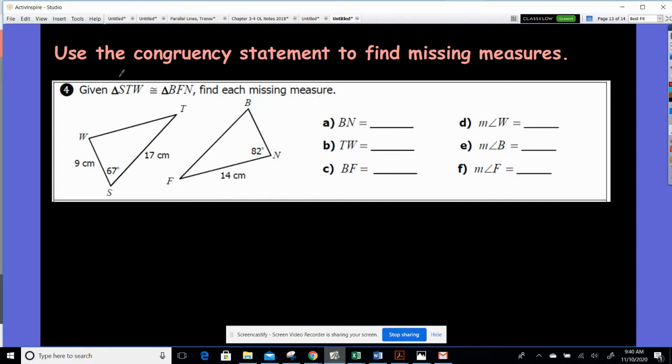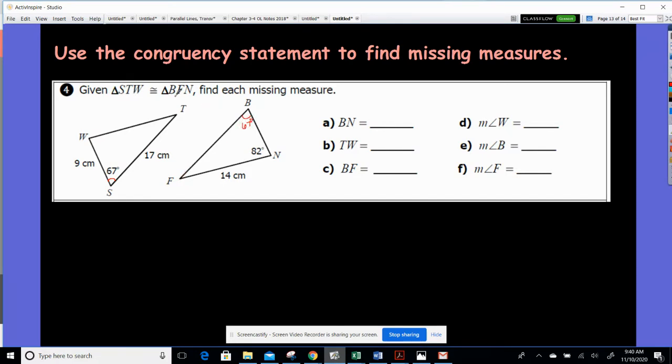Okay, so let's look at this. We know that S goes with B, so I'm going to go ahead and put one congruency mark on S and one on B. Notice that in S, they've told us it was 67. So since B is corresponding and we know that those are congruent, we can also say that B is 67.